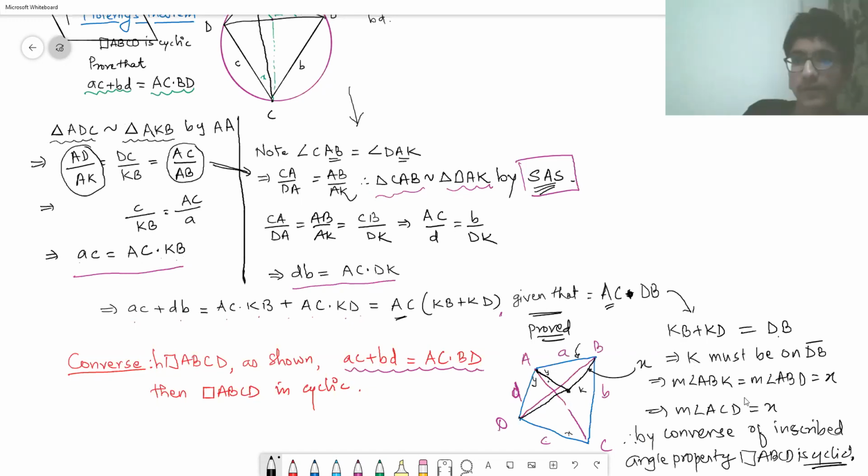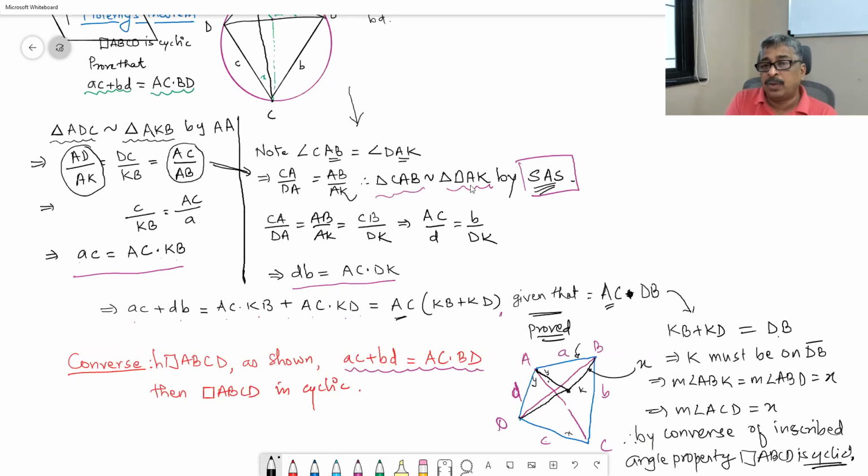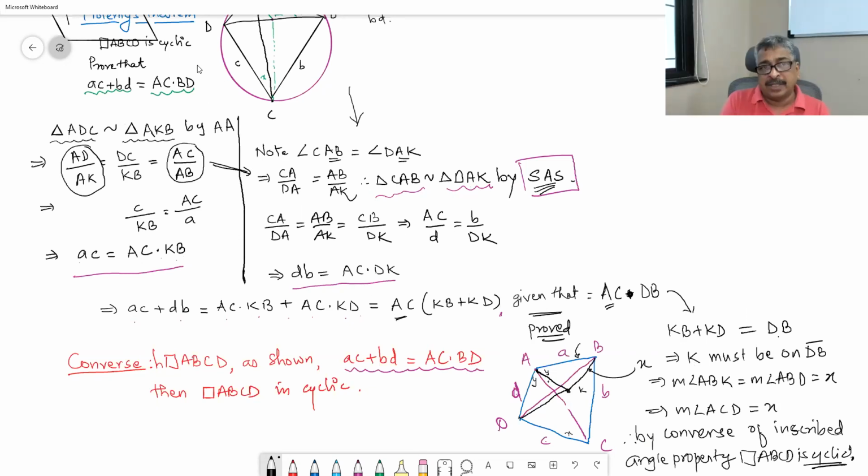Sir, could you give 5 minutes? Sir, what was the second triangle we proved similar? Same, CAB similar to DAK. Okay, I will wait for a few minutes. You copy it down. You understand whether you have understood. We check whether you have understood this proof or not, and then I give you some problem on this.